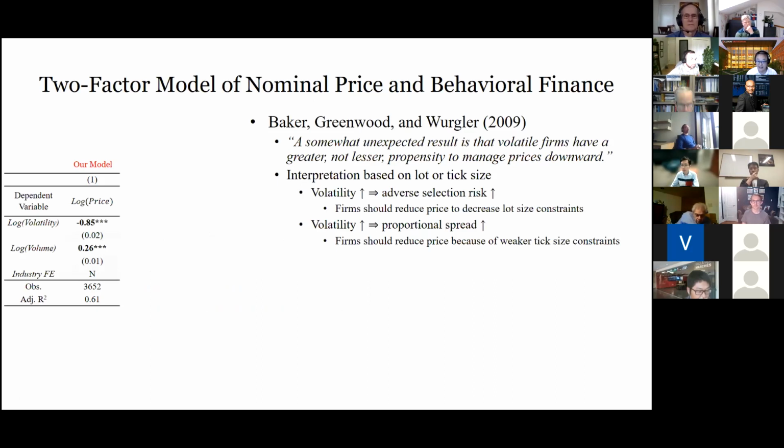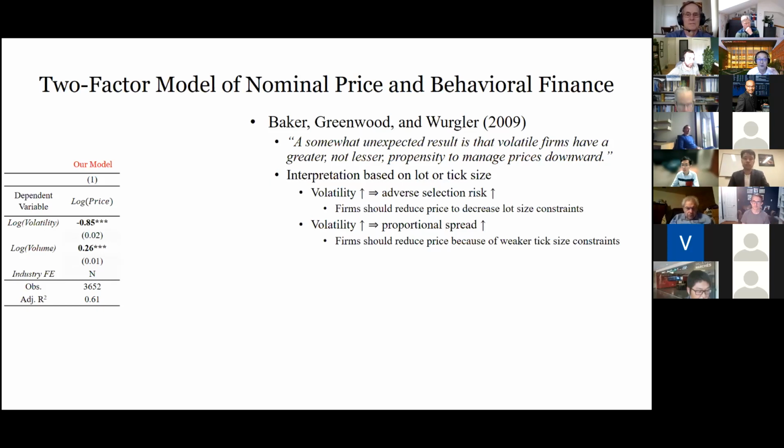And it also addresses a puzzle in the behavioral finance literature. For example, Baker, Greenwood, and Wurgler wrote a paper saying nominal price is a consequence of catering. They have explanatory power, but there's one thing they cannot explain. They claim a somewhat unexpected result: volatile firms have a greater, not lesser, propensity to manage price downward. So stocks with high volatility actually have low prices, which is surprising for them.